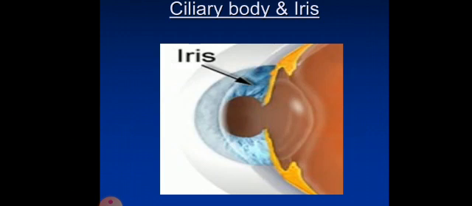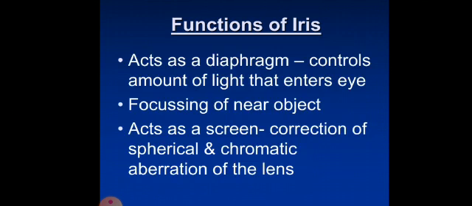Now when you go to the next slide, you can see the picture of the ciliary body and iris. You can correlate what I have explained in the previous slide with this picture so that you get better clarity. Now to brief up the functions of the iris, it basically acts as a diaphragm. What does it do? Acting as a diaphragm, it controls the amount of light that enters the eye. It helps in focusing on near objects.